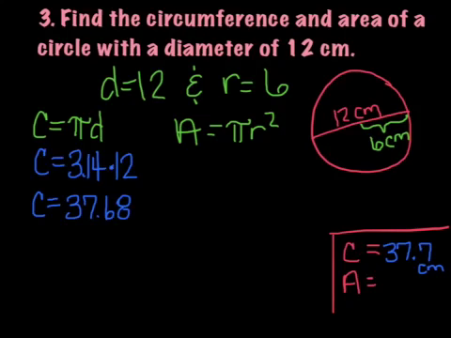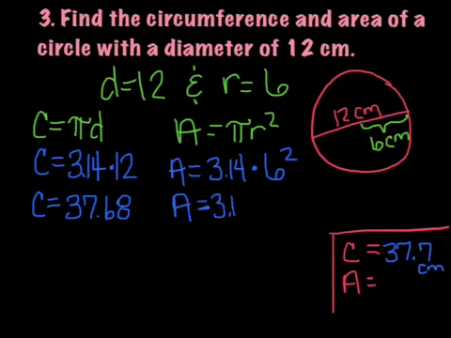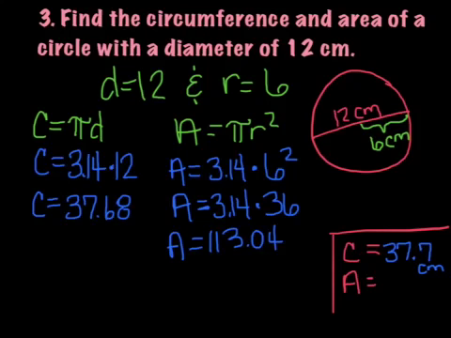Okay, now let's find the area. So area equals 3.14 times our radius, which is 6, squared. Okay, so we're going to have 3.14 times 36. Just use the calculator again. And we get 113.04. And if I round that to the nearest tenth, we would get 113.0, or just 113 centimeters squared.